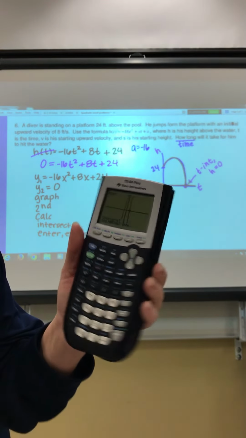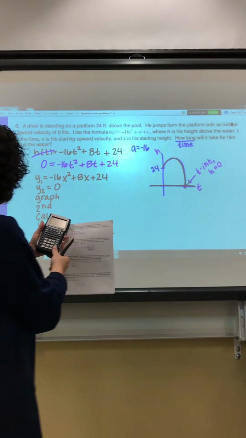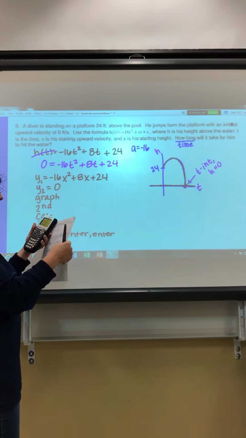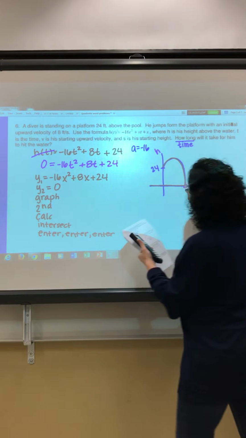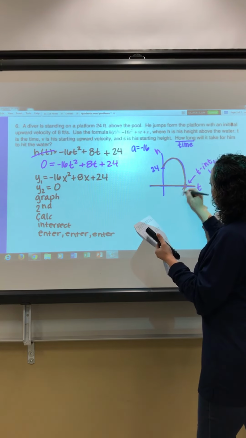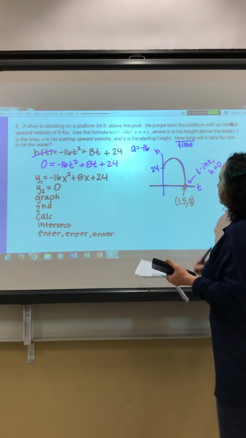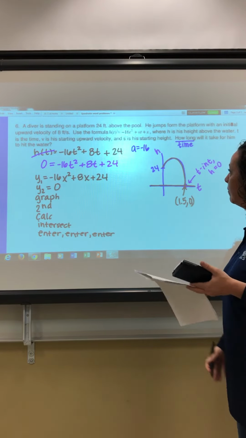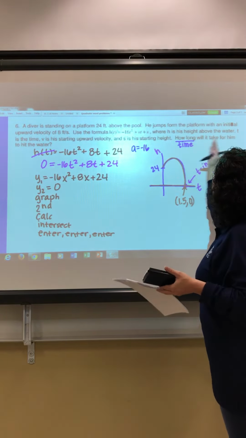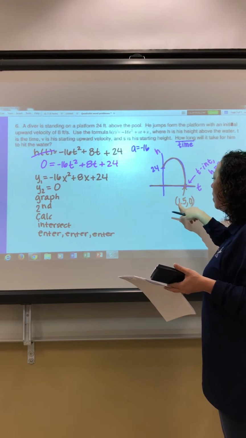Okay? So once I move Blinky Man there, I hit enter, enter, enter. And I got that this intersection point right here is 1.5, comma 0. So can we answer the question? Well, yeah. How long will it take him to hit the water? It'll take him 1.5 what?